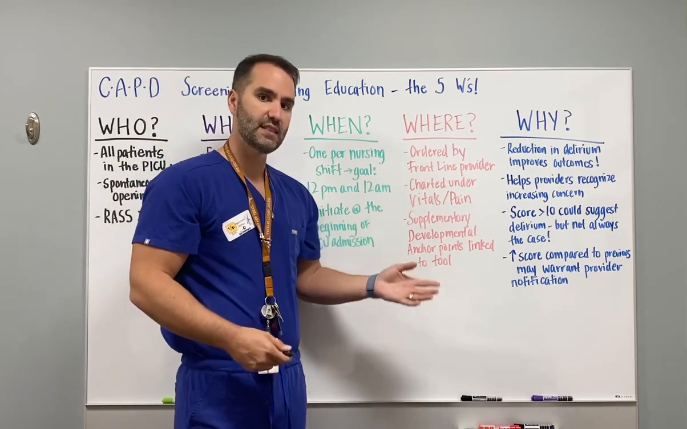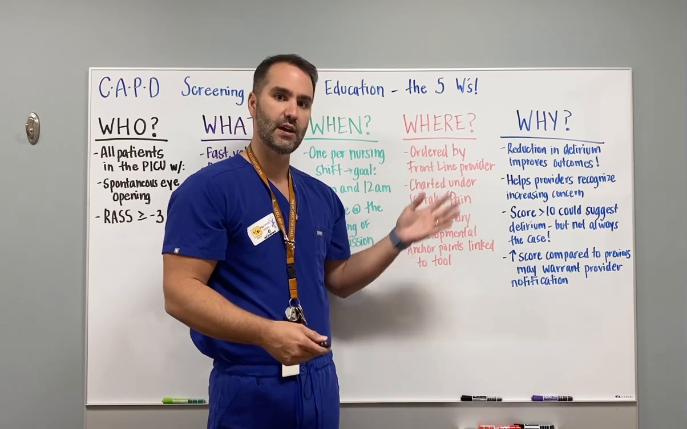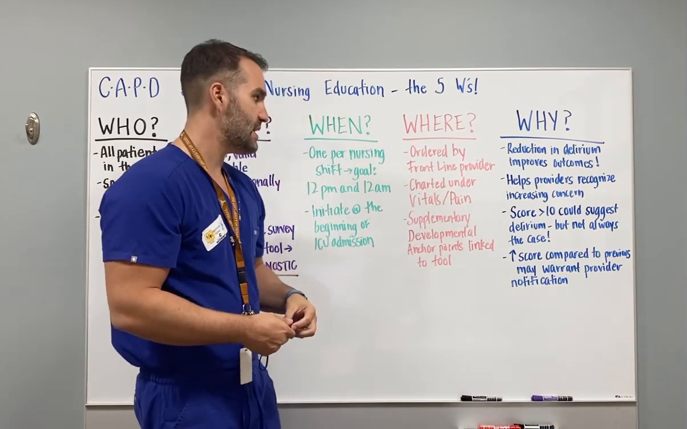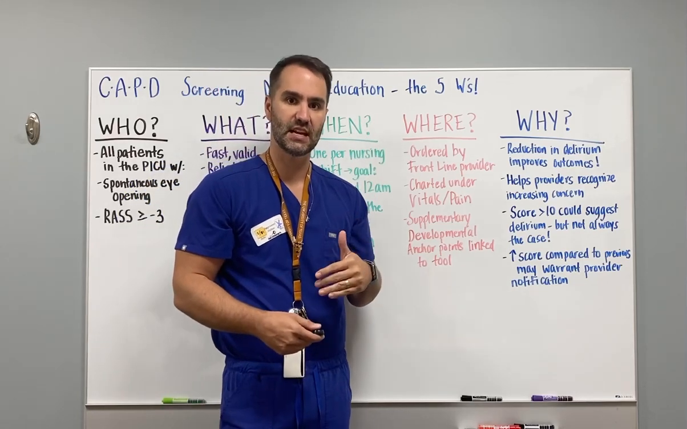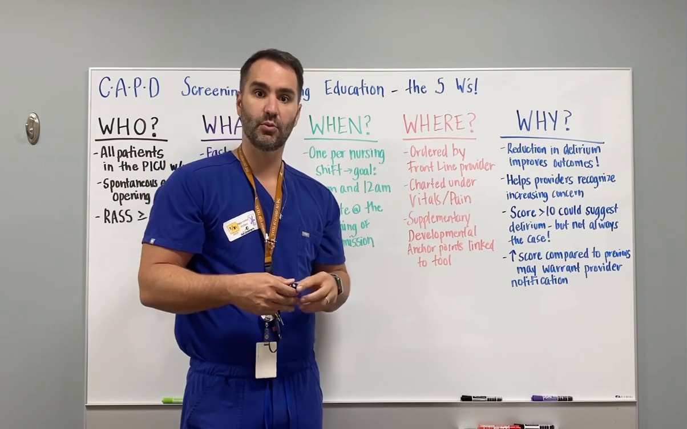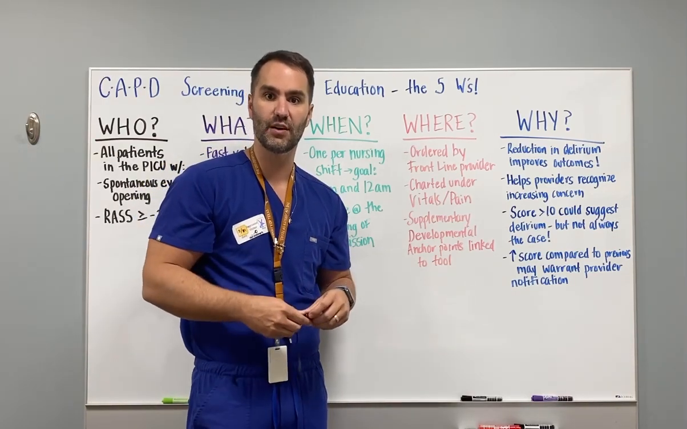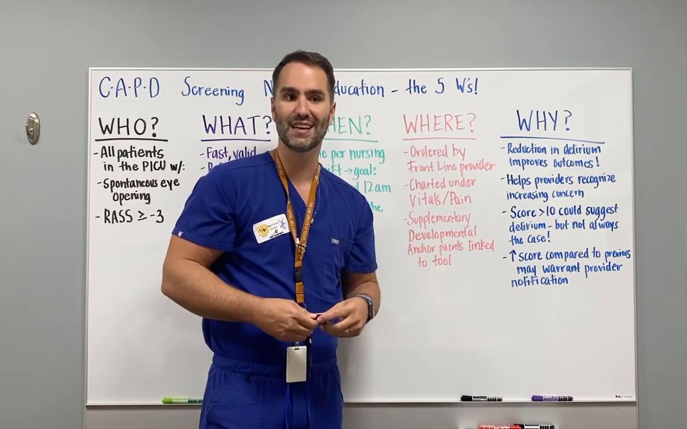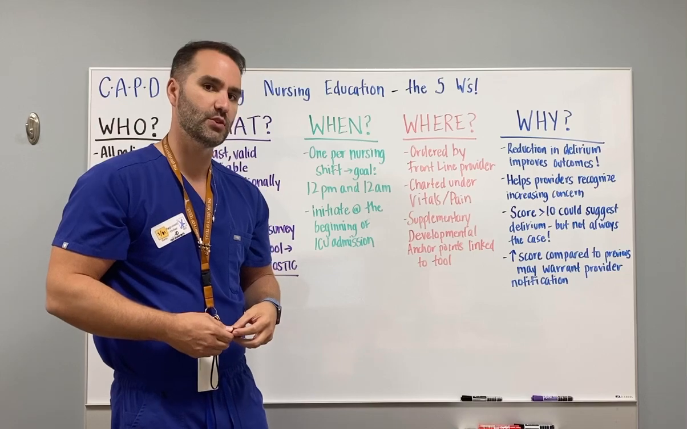Now, where are you going to find this in Compass or in Power Chart? Well, it's usually ordered by our frontline providers, nurse practitioners, or residents, and it's charted under the vitals and pain section. So right below the sedation section where you're charting your RASS scoring. The developmental anchor points, if you hover over, you can click on that and actually utilize that to reference for your younger patients less than 2 years of age to help you fill out the questionnaire when you are doing it.